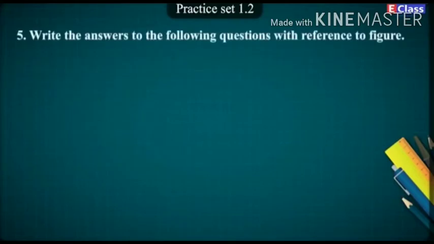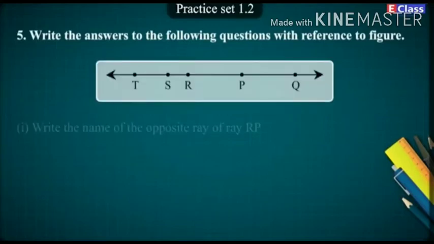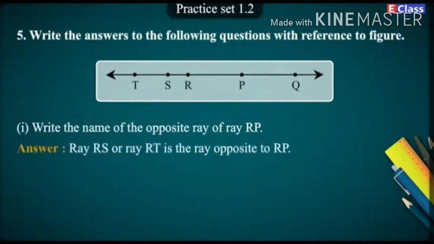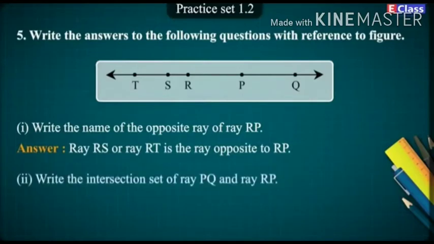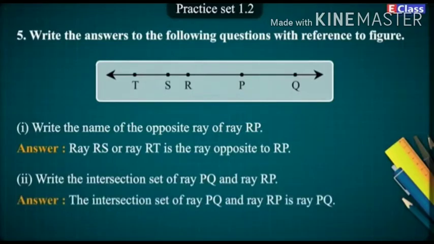5. Write the answers to the following questions with reference to figure 1. 1. Write the name of the opposite ray of ray RP. Answer: ray RS or ray RT is the ray opposite to RP. 2. Write the intersection set of ray PQ and ray RP. Answer: the intersection set of ray PQ and ray RP is ray PQ.